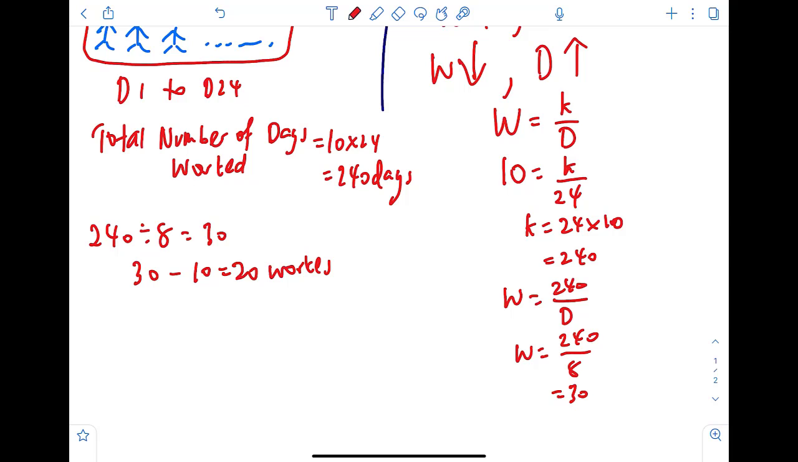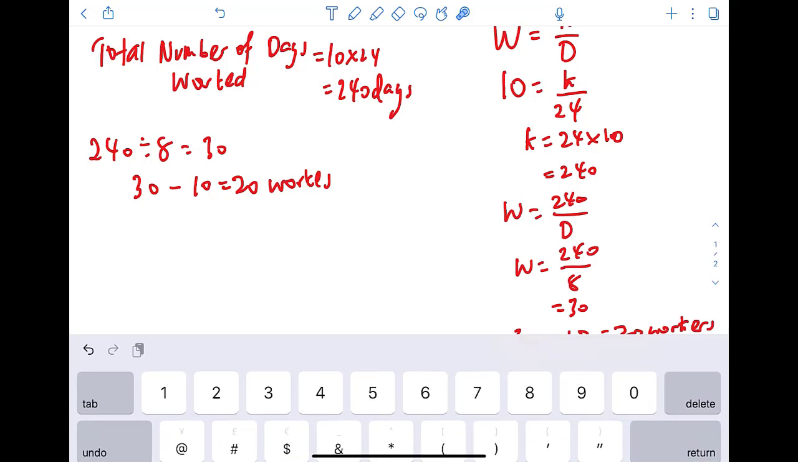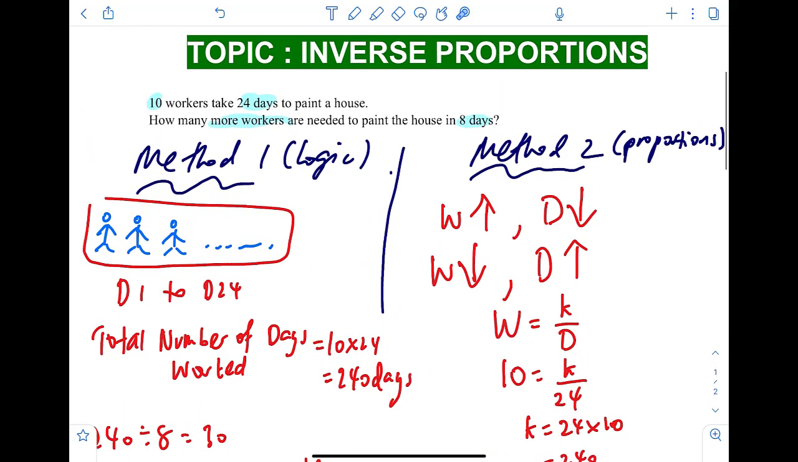So how many more workers do you need? 30 minus the original 10. You will still get the answer of 20 more workers. Alright, so both methods are acceptable for this style of question, but it's good to know both.